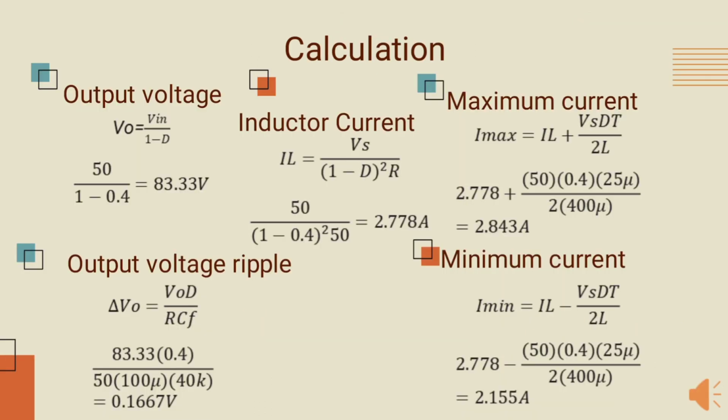This slide shows the calculation part for this circuit. The output voltage we get is 83.33 volts. The inductor current we get is 2.778 amperes. The maximum current we get is 2.843 amperes and the minimum current we get is 2.155 amperes, and the output voltage ripple we get is 0.1667 volt.